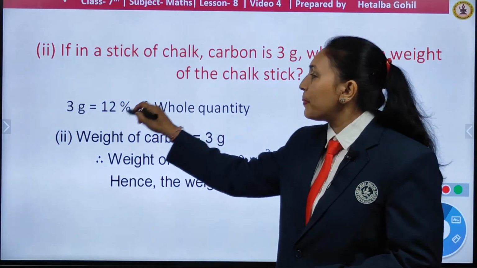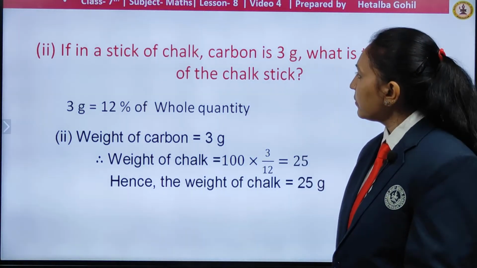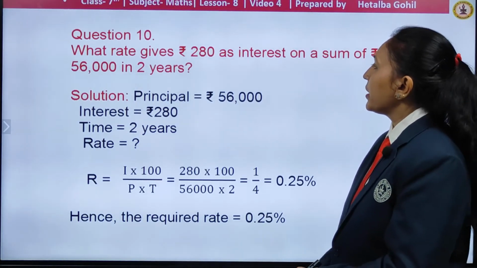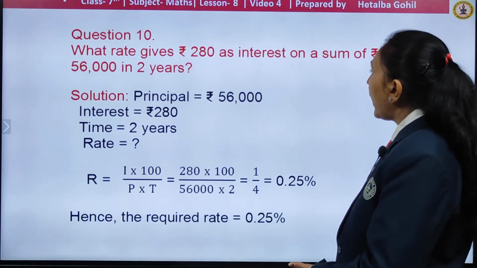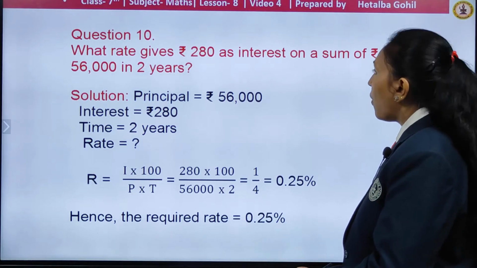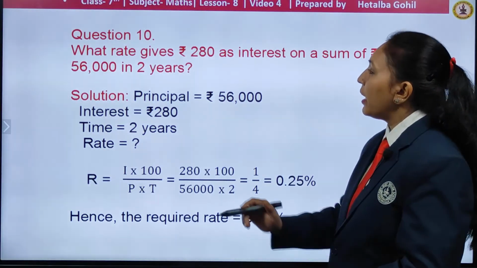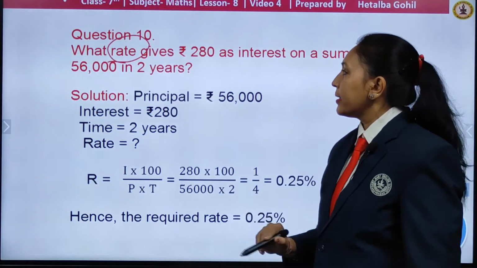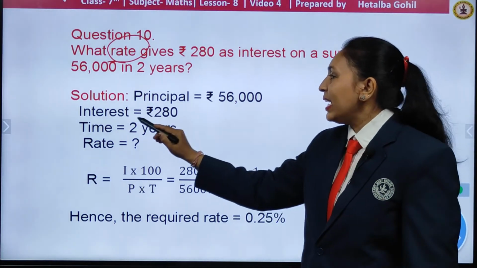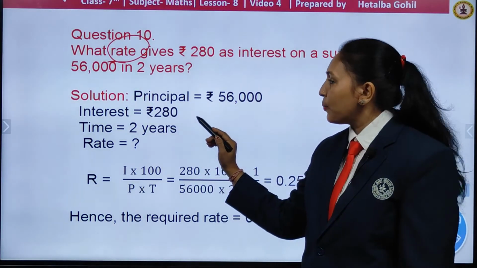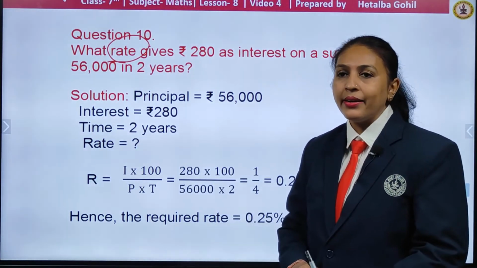So we will use the prior one to find the next quantity also. Next question here. What rate gives rupees 280 as interest on the sum of rupees 56,000 in 2 years? Now here we are asked to find rate. Principal amount is given to us, 56,000, interest is given to us, 280 rupees, term is given to you, 2 years, and you are asked to find the rate here.